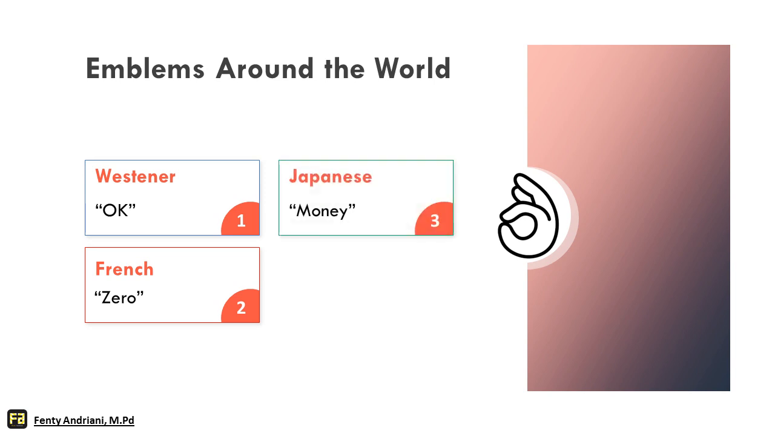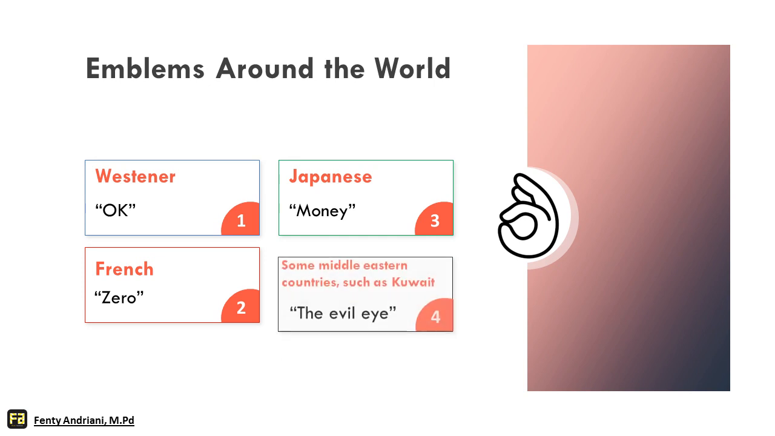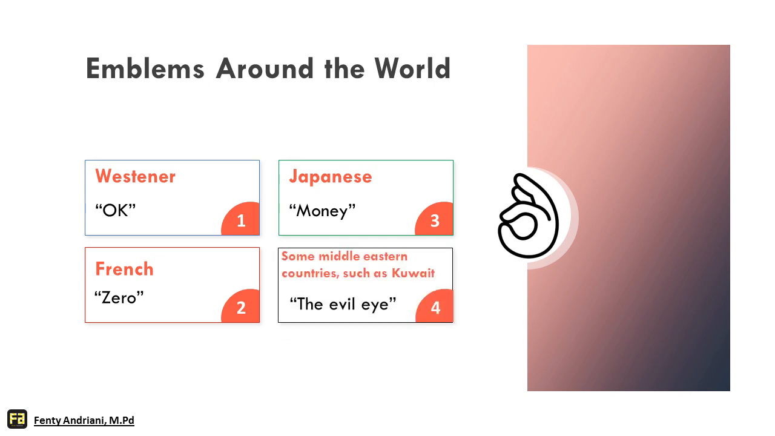It means money to a Japanese, and in some Middle Eastern countries such as Kuwait, it denotes the evil eye. So let's try to be careful when we visit different places, not to get the local emblems mixed up.